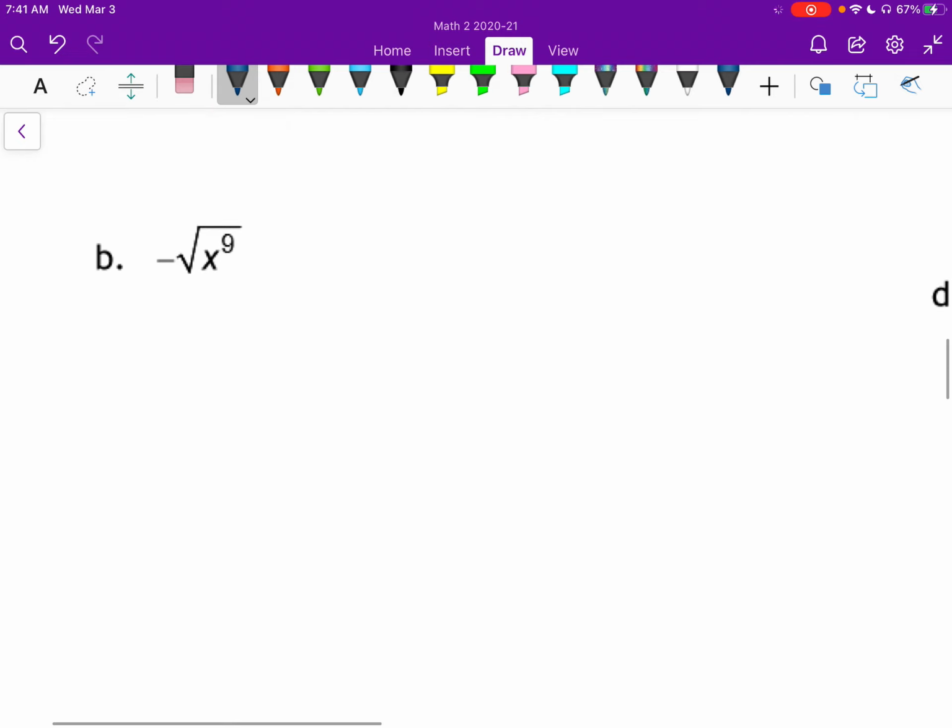For b, we have a negative sitting out front. That's just going to stay there. We don't have to deal with that at all. This is a square root, so it'll be x to the 9 over 2.